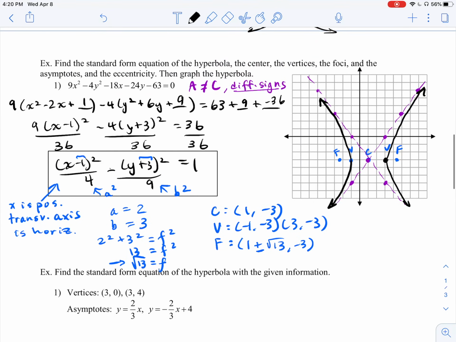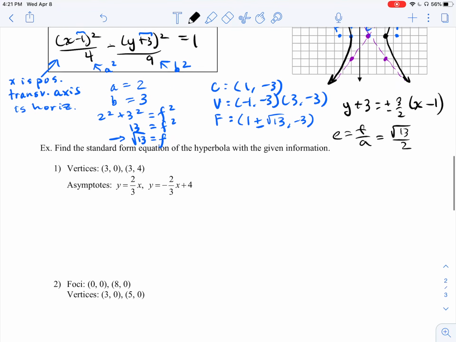Oh, I forgot to mention, sorry. I never gave you the equation for these asymptotes here. So let's go ahead and write those equations. Y minus k, and our k is just the k value from our center. So y minus negative 3, so I'm just going to write y plus 3, is equal to plus or minus, and ask yourself, we've got plus or minus 3 over 2, x minus 1. There's our asymptote equations. And I am also noticing that the directions ask for the eccentricity. Eccentricity is just equal to f over a, which in this case is going to be root 13 over 2, right?